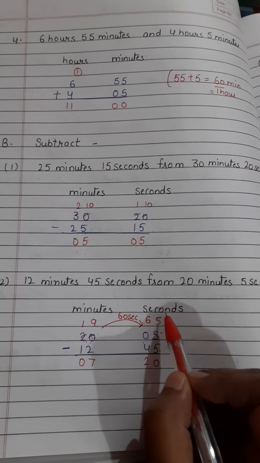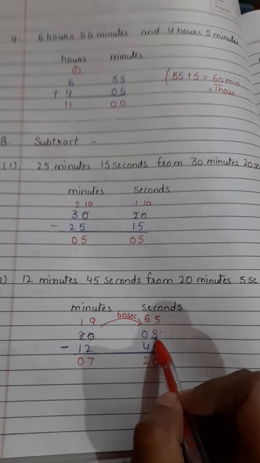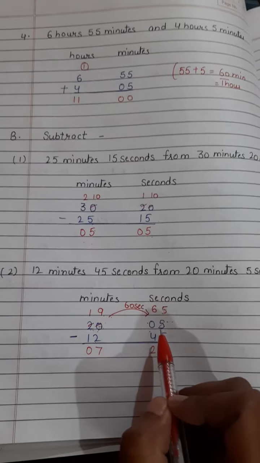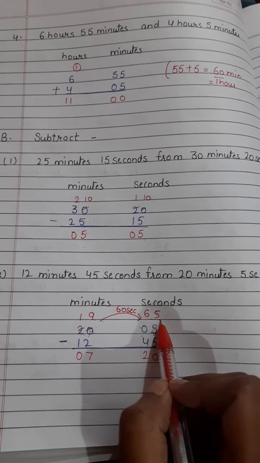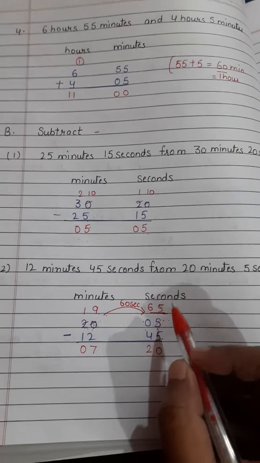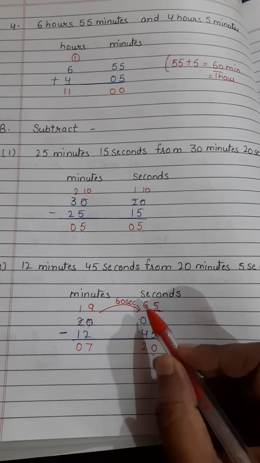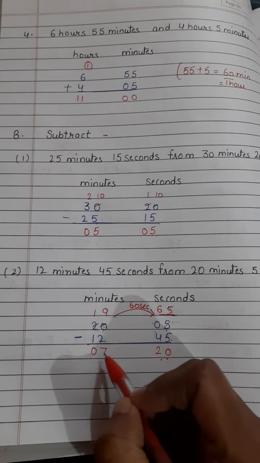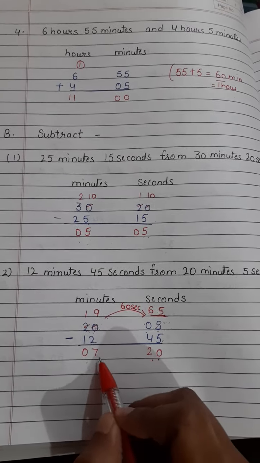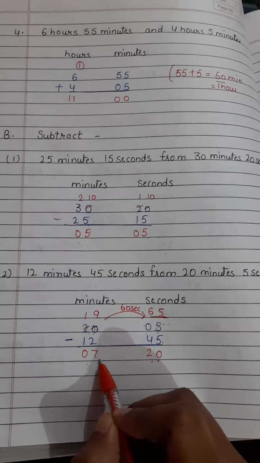Now minute is giving borrow to seconds. So if 1 minute we are taking here, 1 minute equals 60 seconds. It means we are taking here 60 seconds. Right? Already we are having the 5 seconds. So now 60 plus 5 what will come? How many seconds we are having now? 65. Now subtract. 5 minus 5, 0. 6 minus 4, 2. Here 9 minus 2, 7 and 1 minus 1, 0. So what is the answer? 7 minutes and 20 seconds.